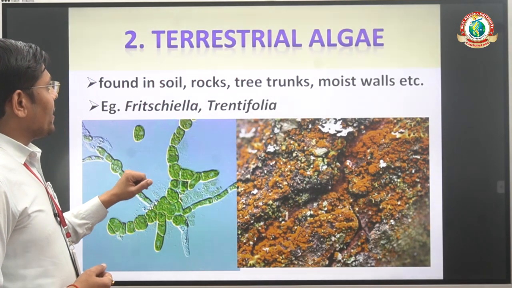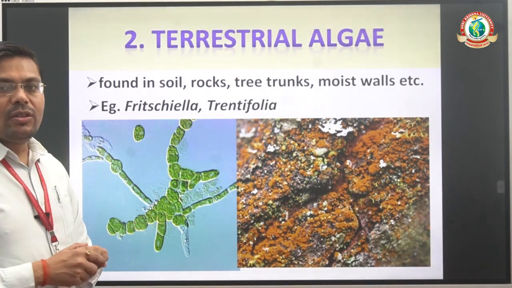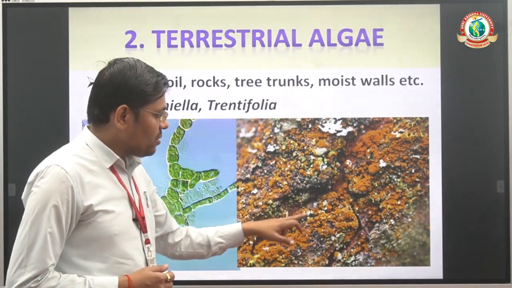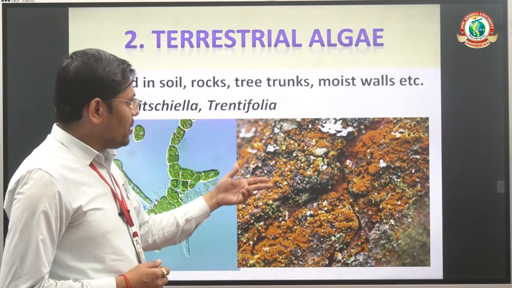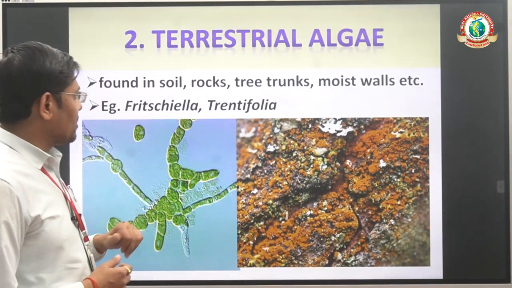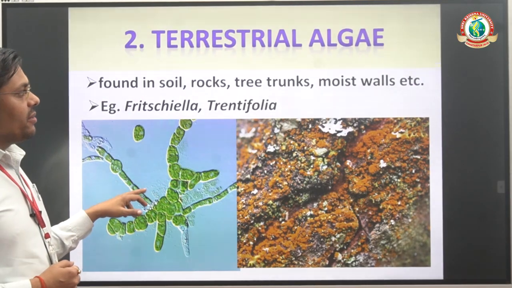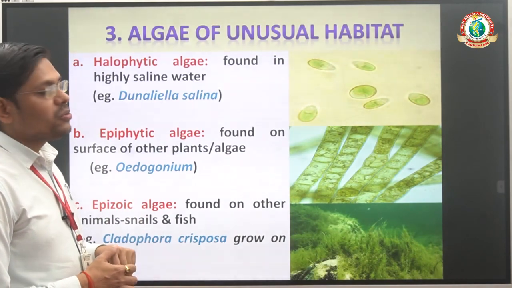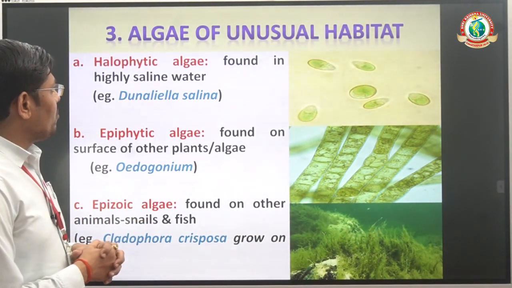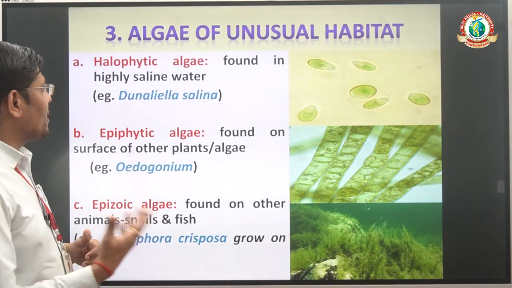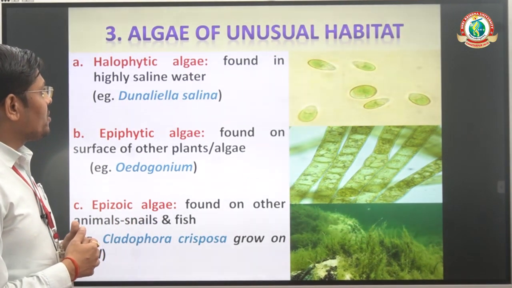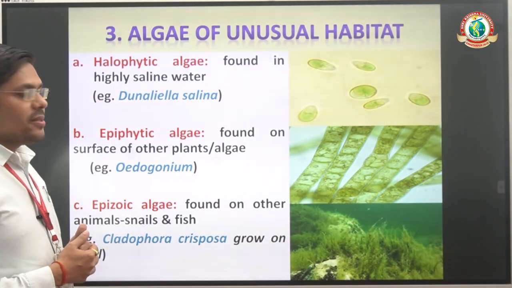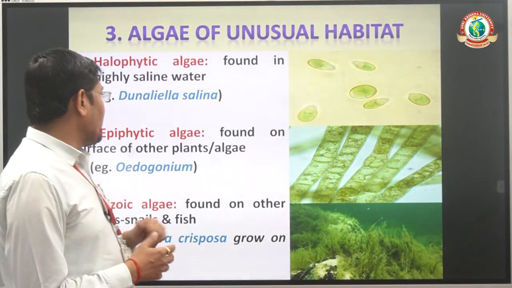Now the terrestrial algae. These algae are generally found on rocks, tree trunks and moist walls. Here in the picture we can see these algae present on tree trunks, and these examples are Trentepohlia and Fritschiella. Now, the algae of unusual habitats. These are the algae found in unusual habitats, like halophytic algae, which are found in highly saline water. An example is Dunaliella salina. This is the picture of Dunaliella salina.